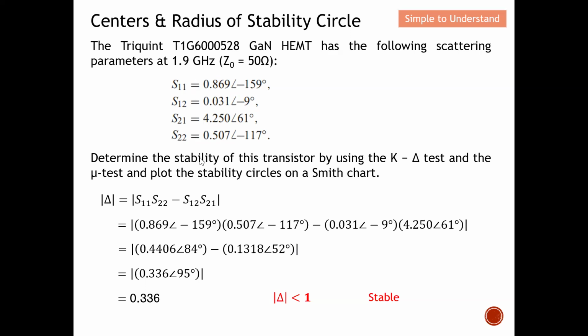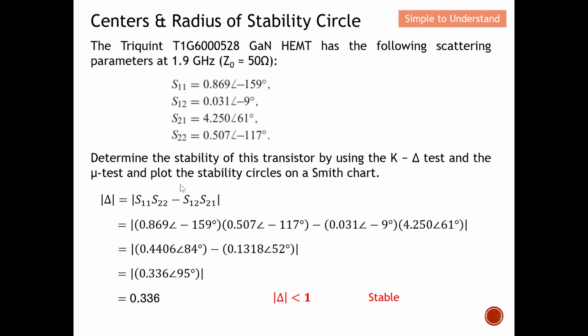Okay, so therefore the first thing that we need to do is determine whether the amplifier will be unconditionally stable or conditionally stable. So how we can do this is, remember, we need to do the K factor test, and we need to do this determinant of the scattering matrix test. So let's do the determinant of the scattering matrix test first.